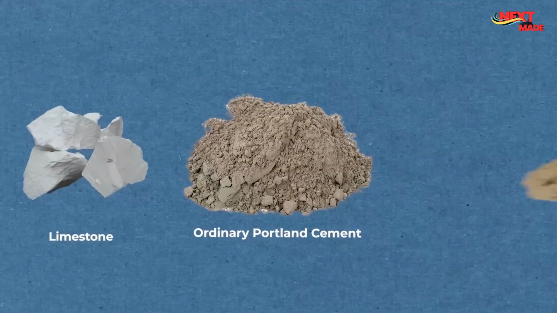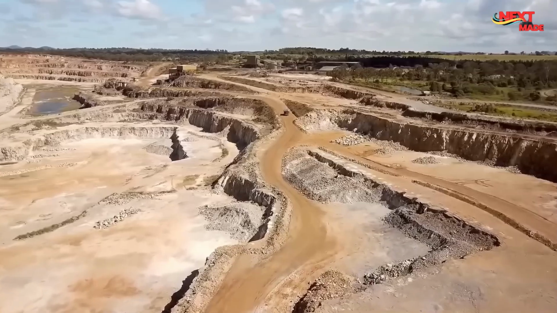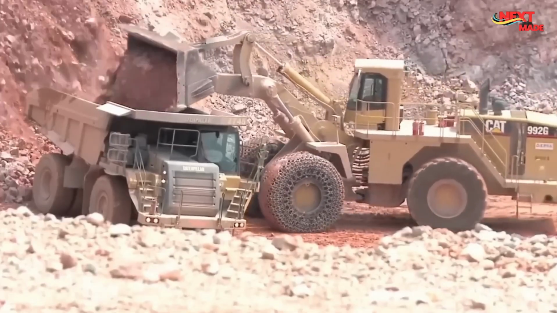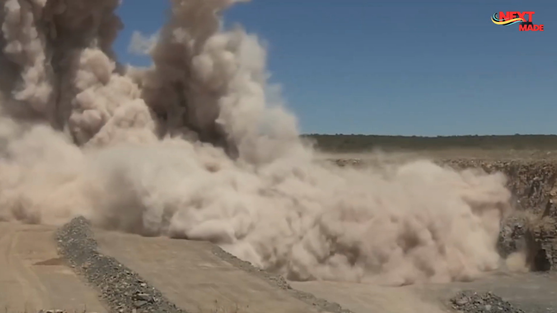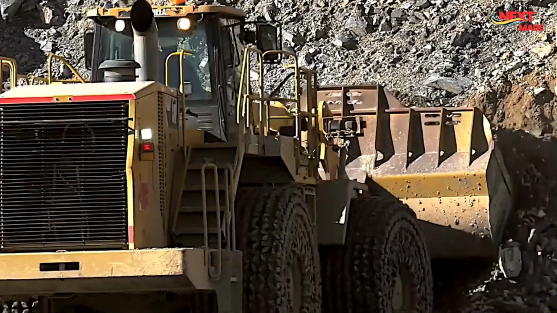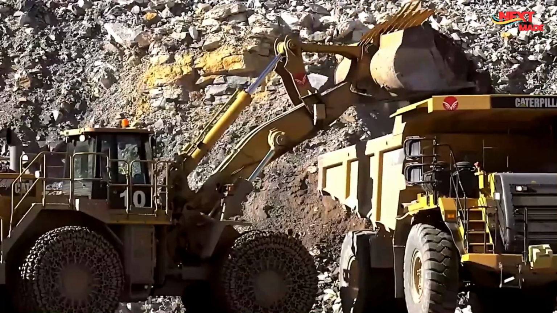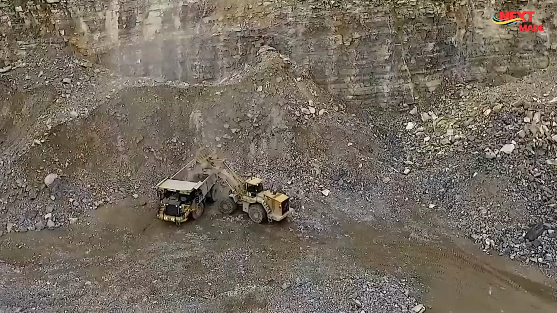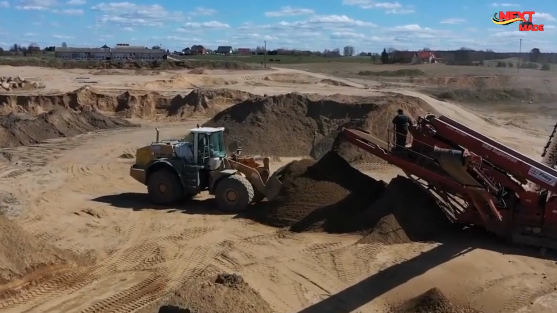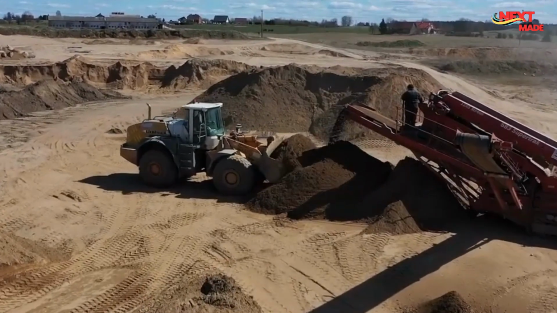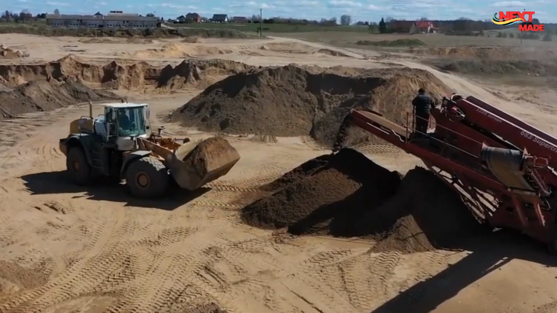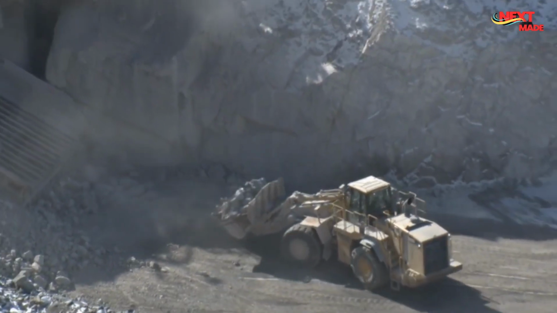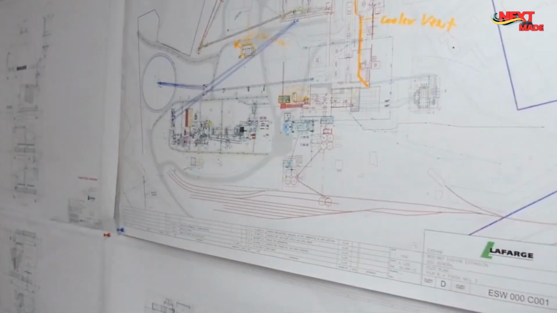The raw meal is transferred to a mill which consists of a large rotating cylinder. Inside the mill, the raw materials are ground into a fine powder. This grinding process enhances the efficacy of the subsequent chemical reactions and ensures the uniformity of the raw meal composition. The powdered raw meal is then heated in a preheater tower where hot gases from the kiln are used to raise the temperature. As the raw meal moves through the preheater, it undergoes partial calcination, which means that some of the carbonates in the limestone decompose to form calcium oxide, or lime.